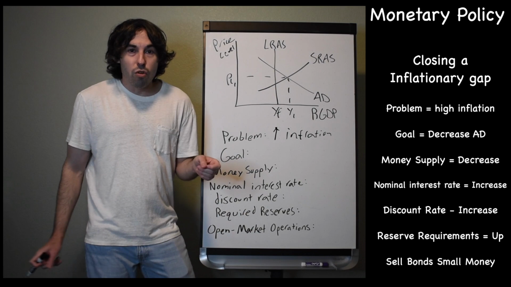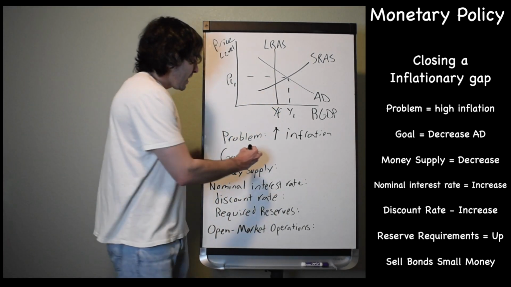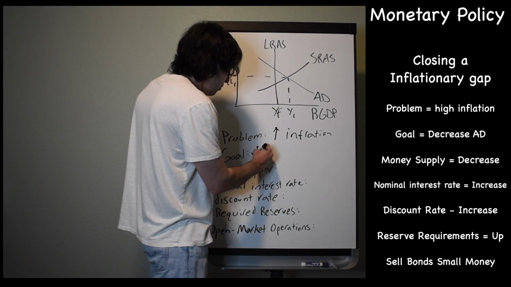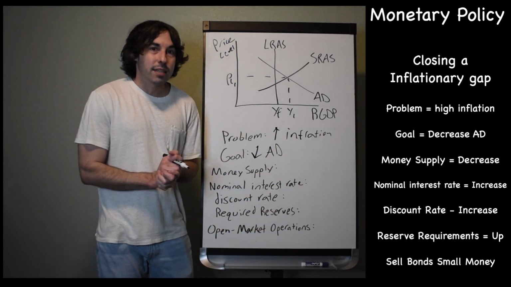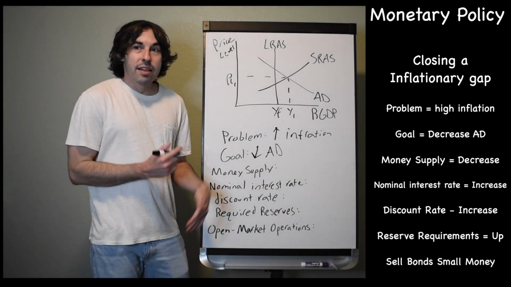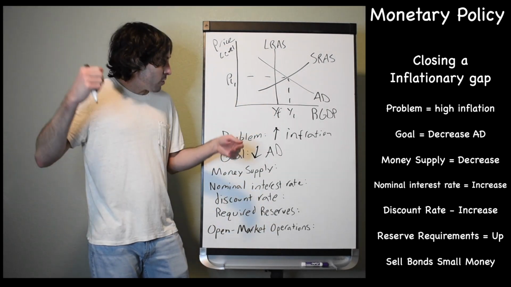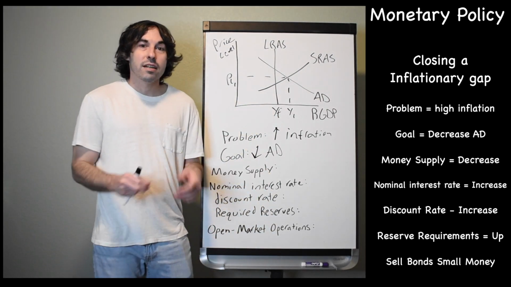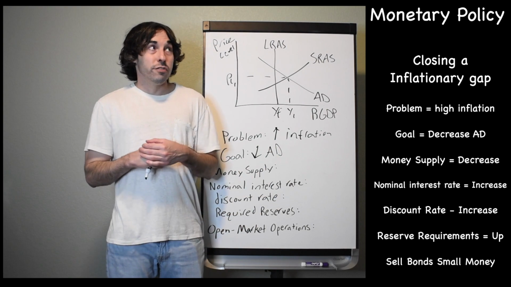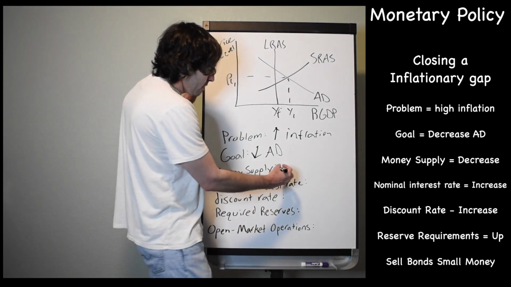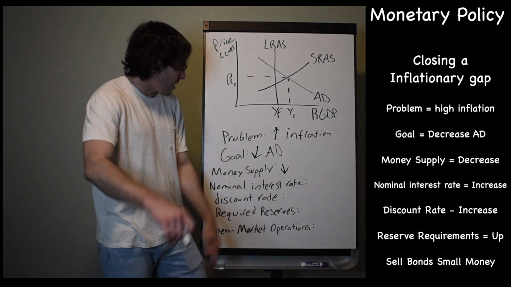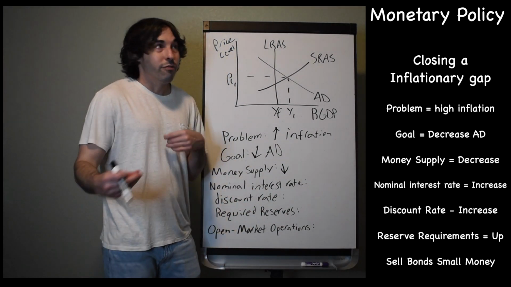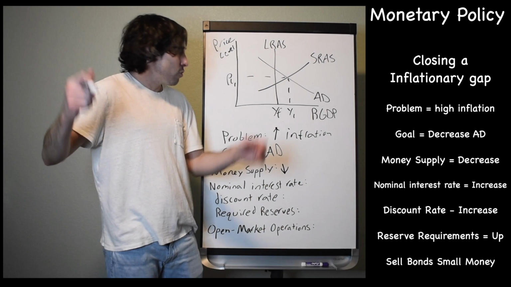Our goal then is to decrease aggregate demand. If things cost too much, we need to decrease AD. We need to get people to stop buying things. If people stop buying things, then aggregate demand will fall, prices will start to come down. So with the money supply, there's too many dollars chasing too few goods and services, so we need to decrease the money supply. We need to get money out of the banking system and out of the economy, and if we do that, that'll cause our nominal interest rate to rise.